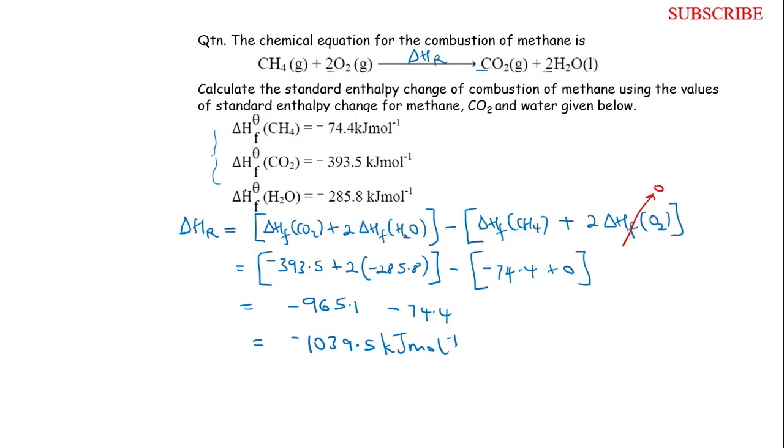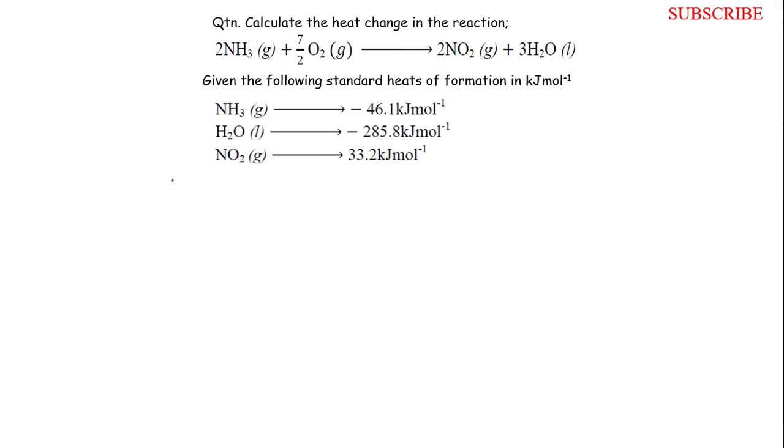So if I've pressed the calculator right, I believe, okay, I think this is minus, which is a plus. So we shall have plus instead of minus. So the actual answer is minus 890.7 kilojoules per mole. So that will be the enthalpy change of combustion of 1 mole of methane. So this is the enthalpy change of combustion of 1 mole of methane.